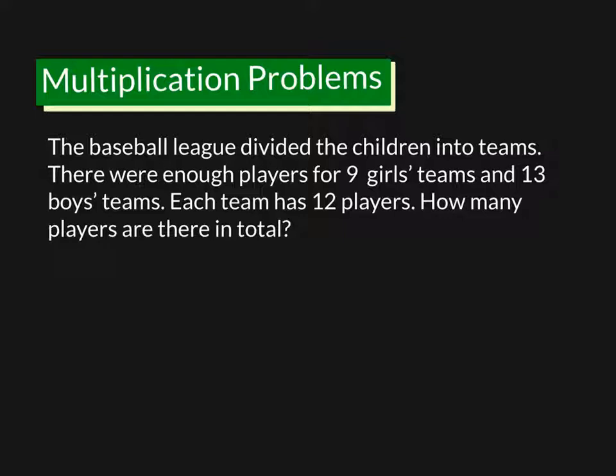For example, the baseball league divided the children into teams. There were enough players for 9 girls' teams and 13 boys' teams. Each team has 12 players. How many players are there in total? So first, you're going to read and think about the problem and make sure you understand.